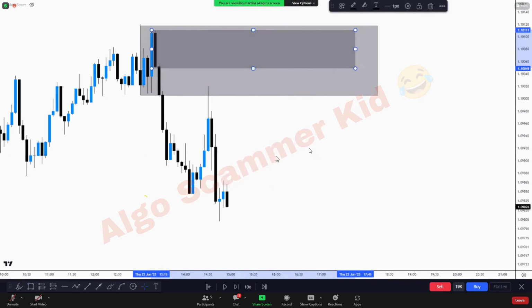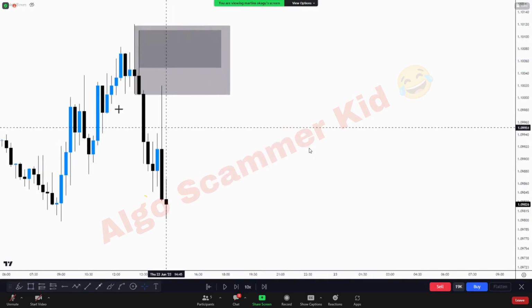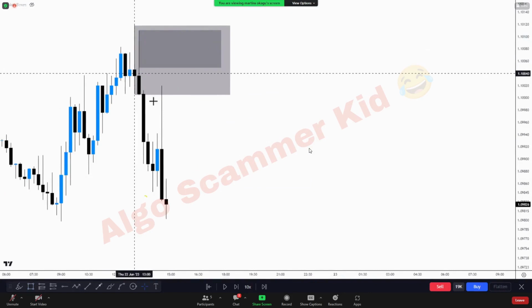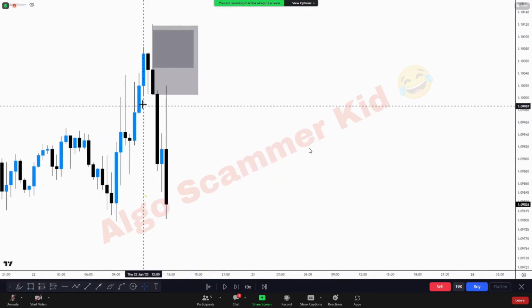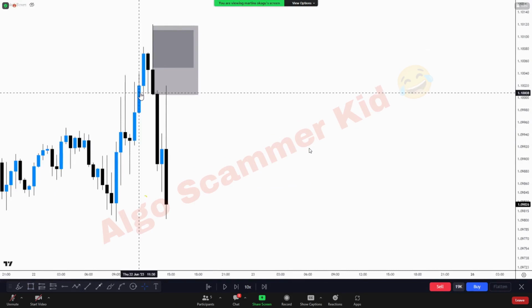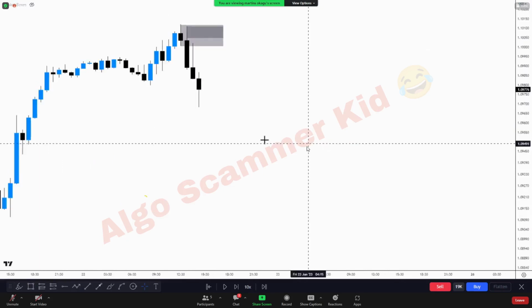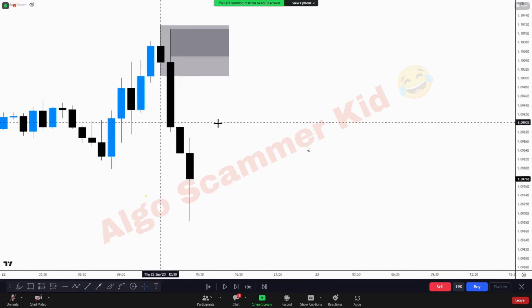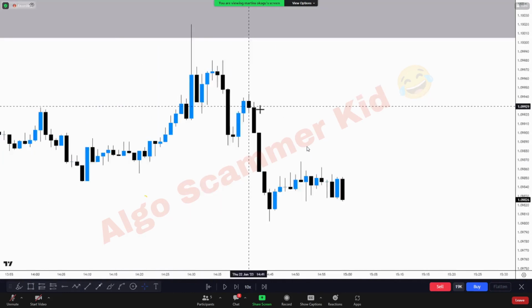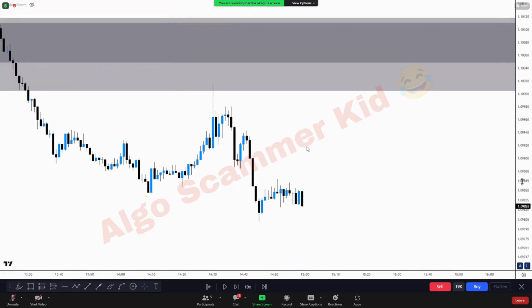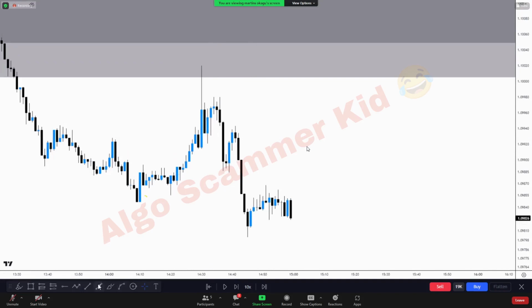So when you go to the 15 minutes, you'll see that the order block is not really clear. On the 30 minutes, the order block is quite different. But on the 45 minutes, it's clear. This is the order block, and price clearly reacted to it. So on the 1 minute, once price gets to your order block POI, you can jump in yourself.